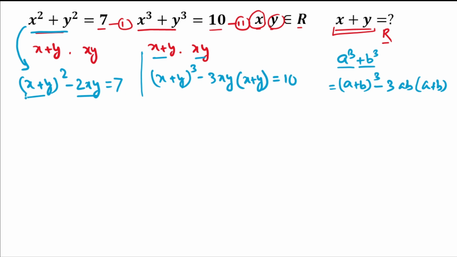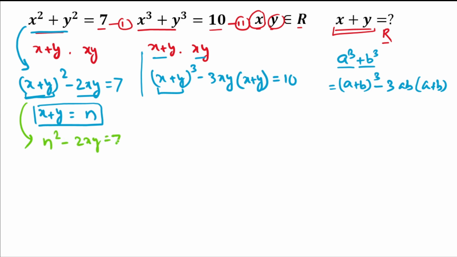Now in both equations we have x plus y. Now we let x plus y as n. So this equation we can write as n square minus 2xy is equal to 7. We'll take 7 to the left hand side, so it will be n square minus 7 is equal to 2xy. So the value of xy will be n square minus 7 divided by 2. We'll take this as equation 3.